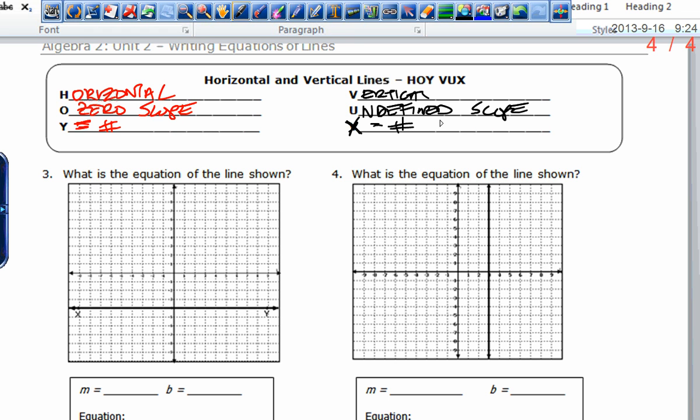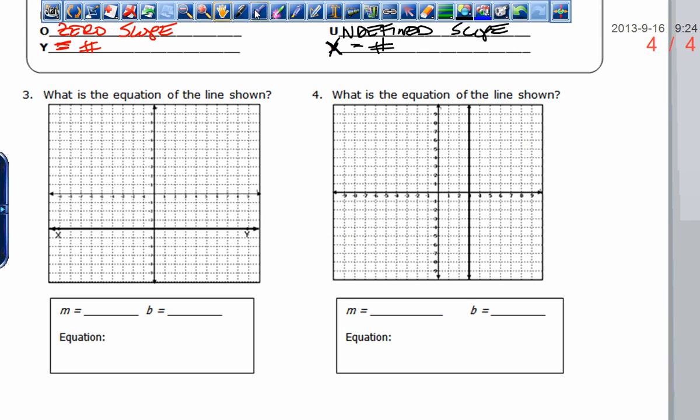All right, number 3. Do we know what's going on here? Yeah, it's easy? Okay, cool. So number 3, what's the equation of the line? Well, my slope, I don't really have one, like a 0, right? My b, my y-intercept, is -4. So what does that mean for my equation? Is it x equals or y equals? y equals -4.